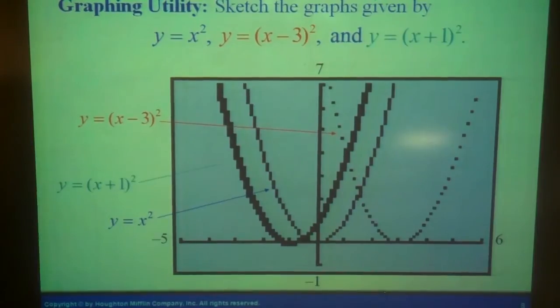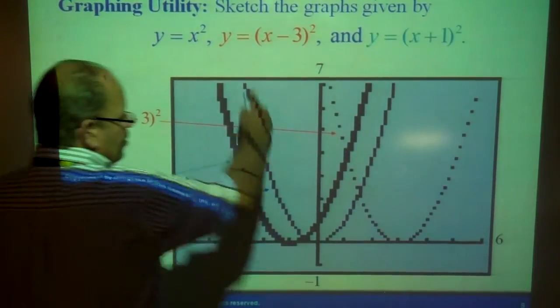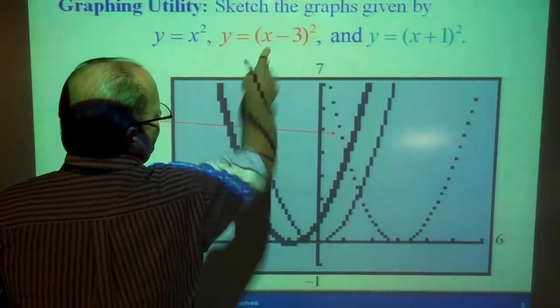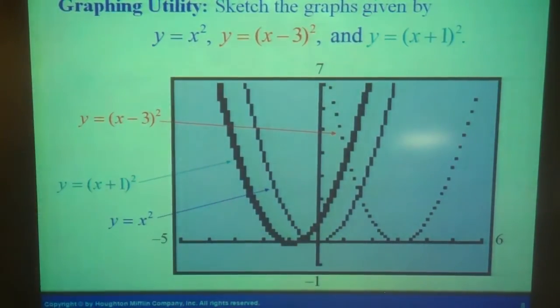And you can see each of these. The center one, of course, is x squared. The one that moves this way is the one with the plus. The one that moves that way is the one with the minus.